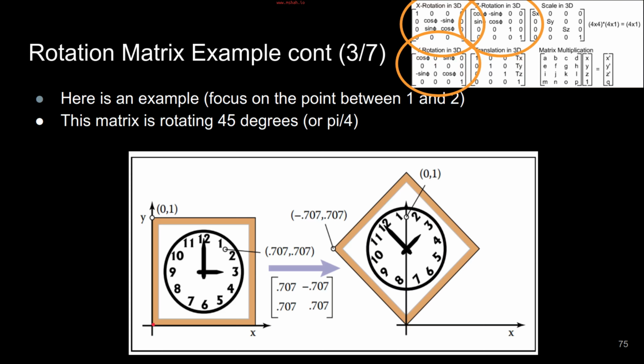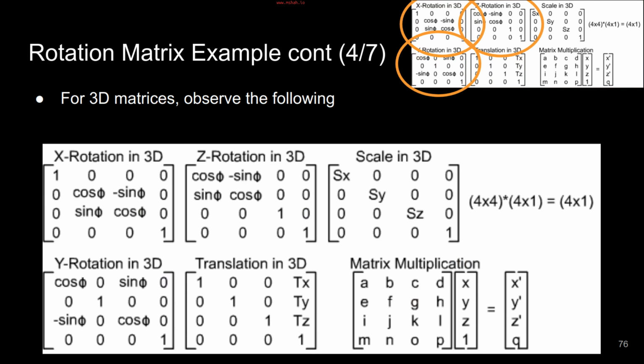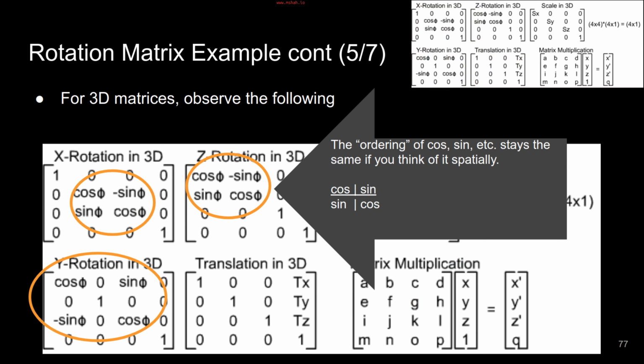Okay, so that's just the example there. For 3D matrices, again, observe the following. The ordering of cosine, sine, etc. They're all the same. So cosine, cosine, minus sine, cosine, minus sine, or where these fall rather. If you just think of these as sort of four things, you have your cosine, your sine, and your cosine. That's just a helpful way.